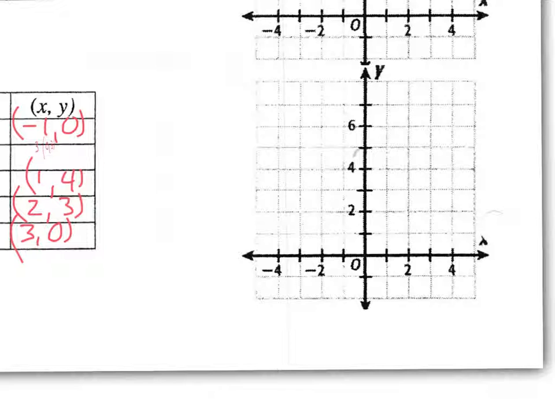Let's graph this one, beginning at the vertex, which is 1, comma 4. This is the point 2, comma 3, and adjacent to it will be the point 0, comma 3. Notice they are symmetrical from the midline, or the line of symmetry. Here is 3, comma 0, and negative 1, comma 0. And these points are equally distant from the line of symmetry, or the midline. And then draw your line and curve it through the points.